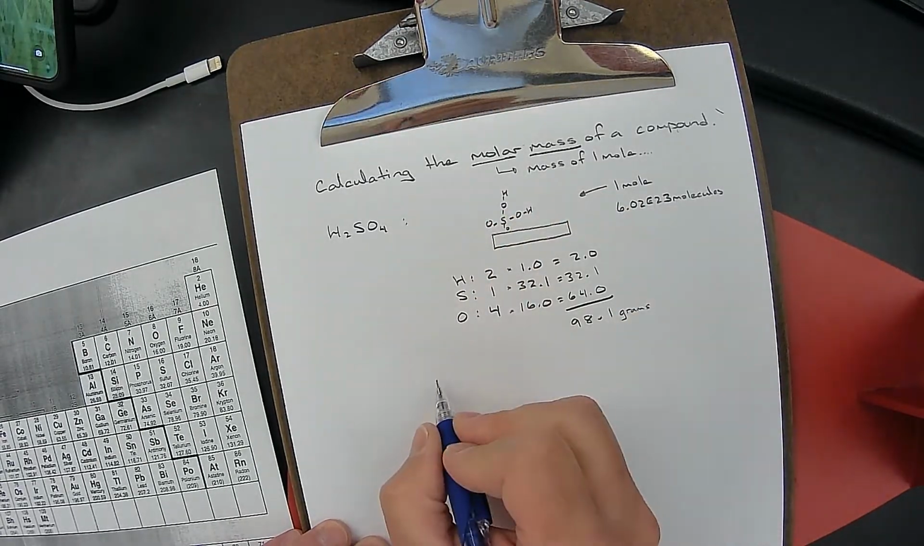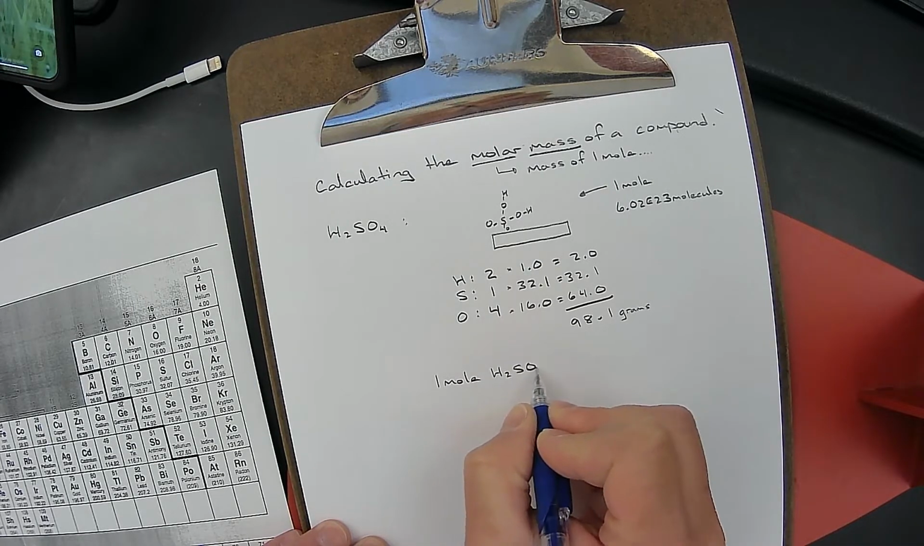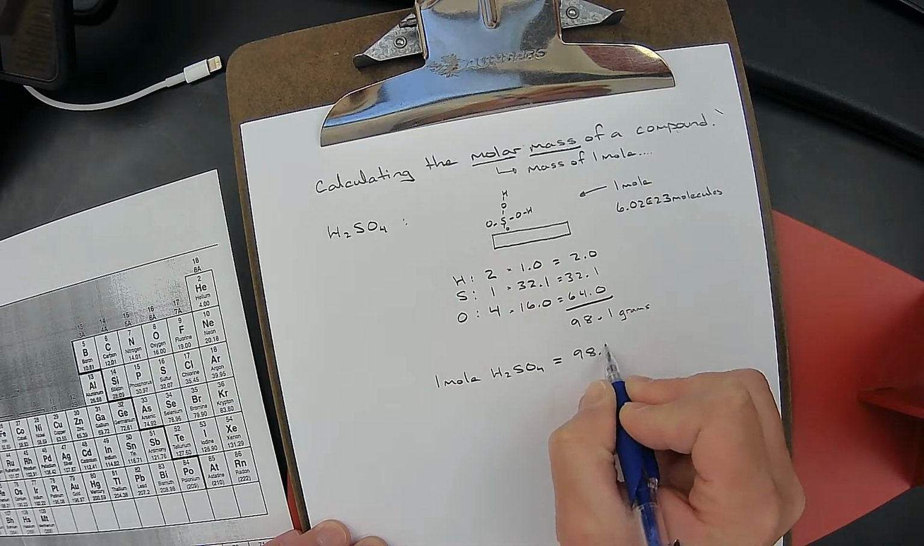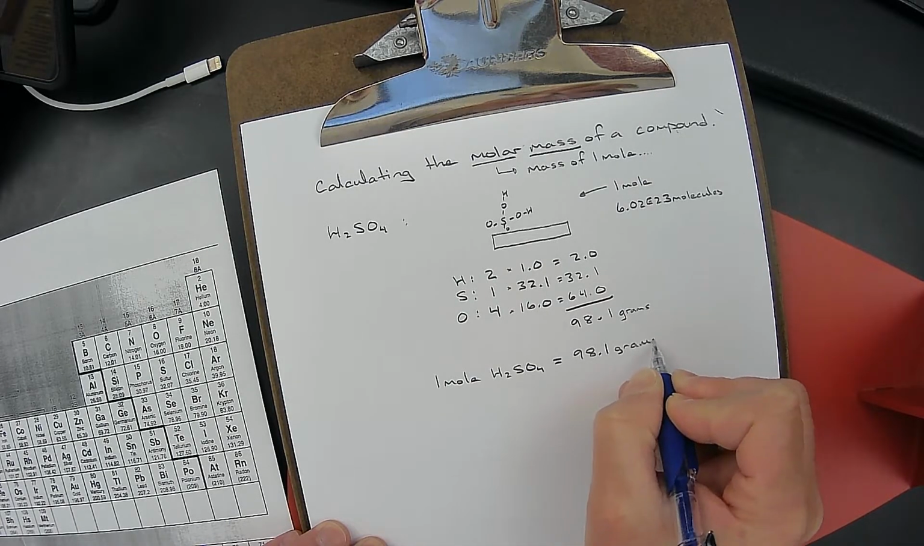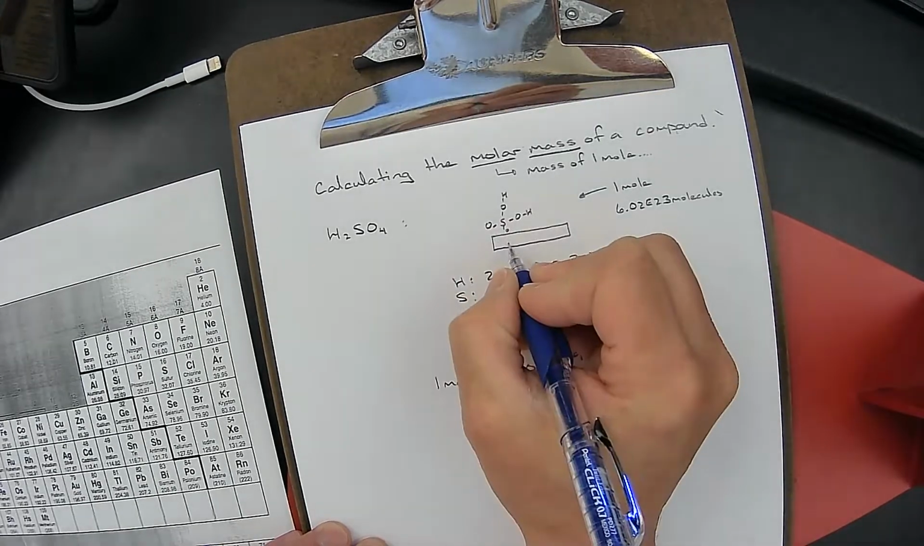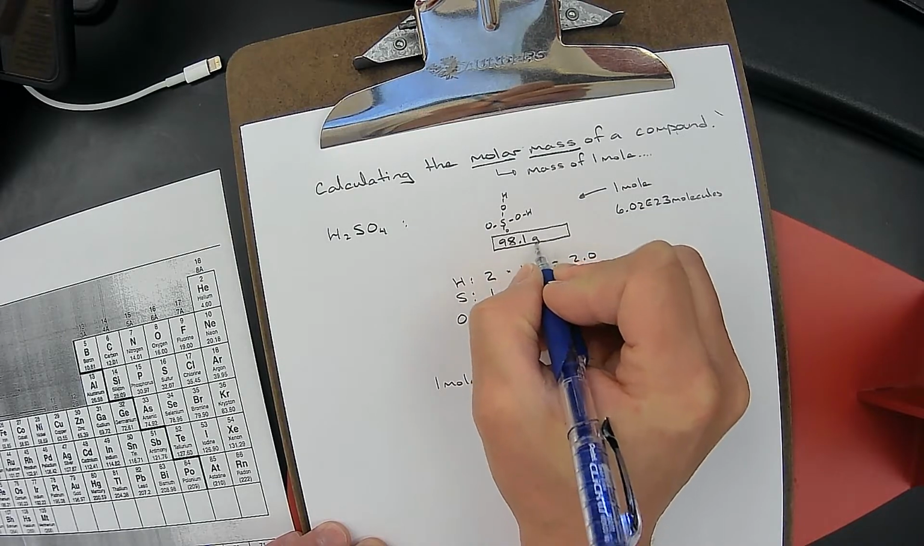Here's how we write it. We write 1 mole of H2SO4 is equivalent to 98.1 grams of H2SO4. So that means my scale will read 98.1 grams.